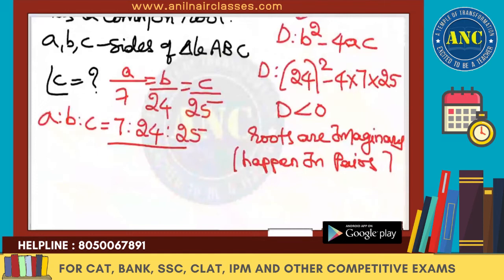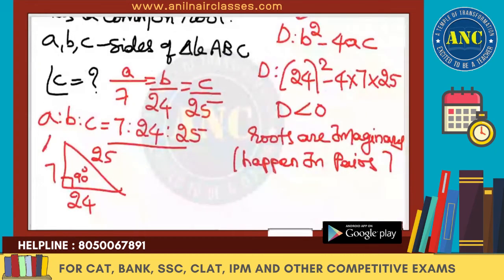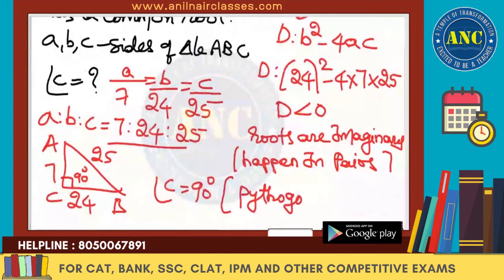7 is to 24 is to 25. The sides 7, 24 and 25 form a right angle, so angle C is 90 degrees. It is forming a Pythagorean triplet. So what will be the answer? Angle C will be 90 degrees. I hope it is clear.